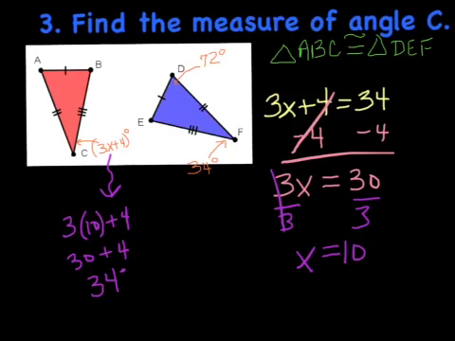Didn't we already know that? Because we knew that C was congruent to F. We already knew the angle C was 34. But hey, it's good practice. So over here, we'll put angle C is equal to 34 degrees.